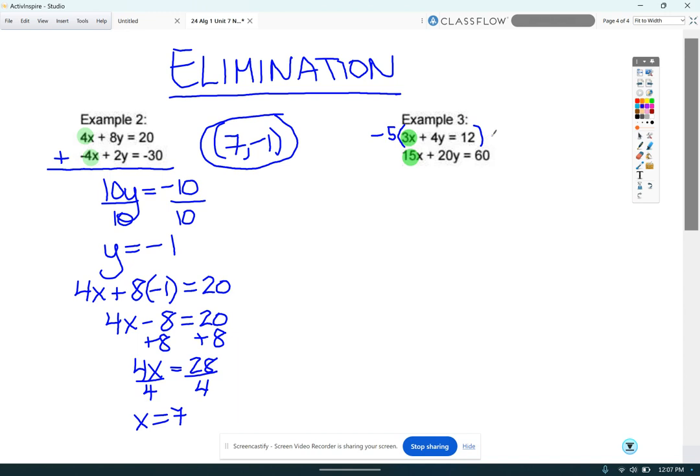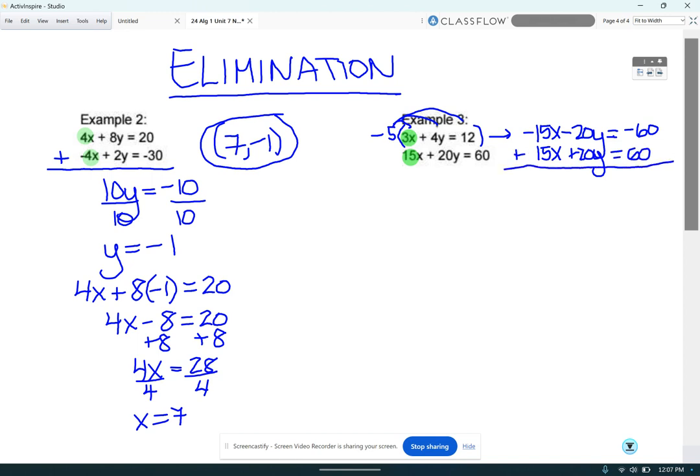So my top equation is going to become negative 15x minus 20y equals, distributing that negative 5, negative 5 times 12, which is negative 60. My bottom equation, I'm going to leave the way it is: 15x plus 20y equals 60. Now I can add those two equations together because that'll eliminate my x's. Negative 15x plus 15x is 0. But something strange happens in this question: negative 20y plus 20y is also 0.